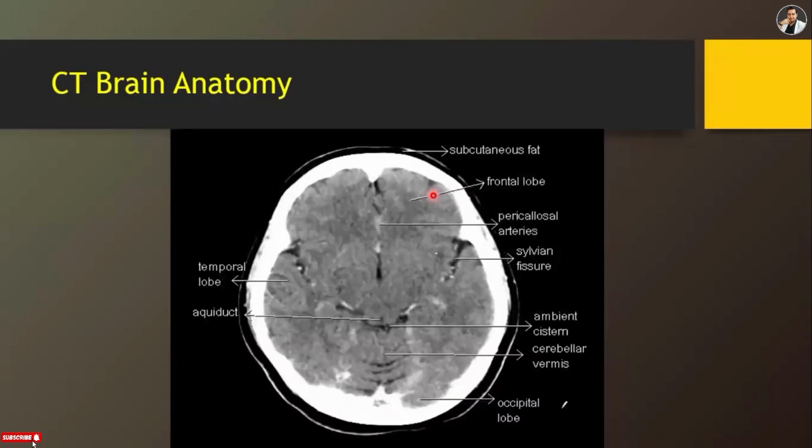Now we have another slice. I am going to show you the upper part of the head. First we have to see the fat, subcutaneous fat, which is black. Fat and air are always black. Now this is the frontal lobe. This is the pericallosal artery, which gives blood supply to the frontal lobe. This is the Sylvian fissure.